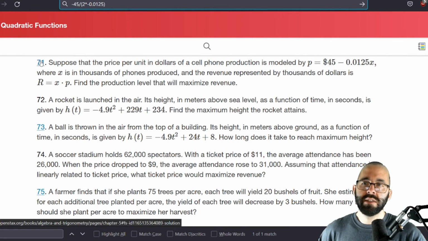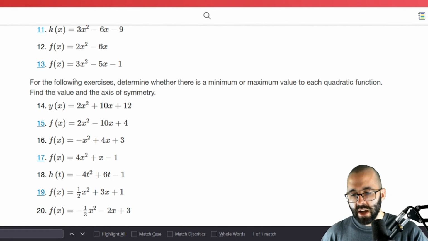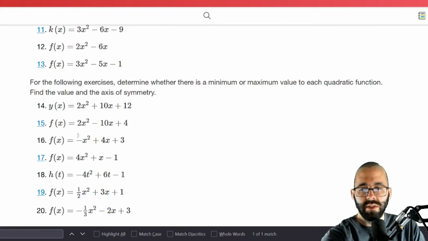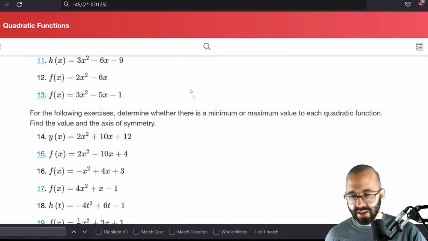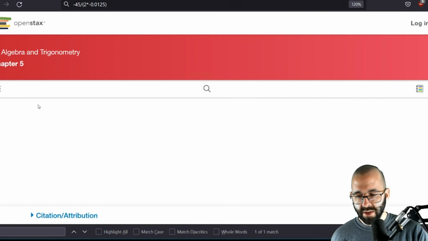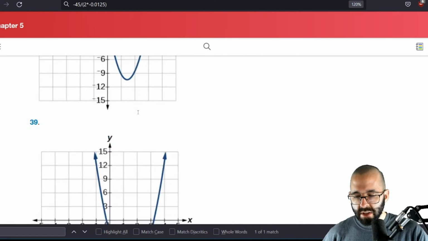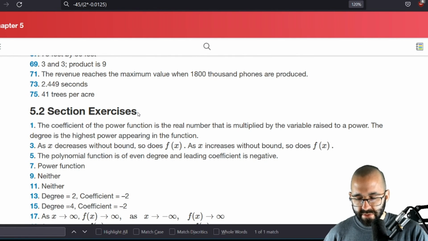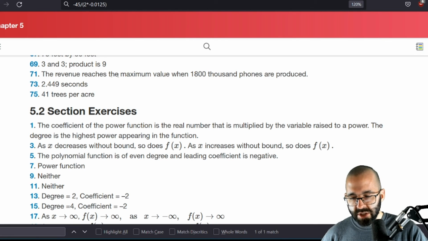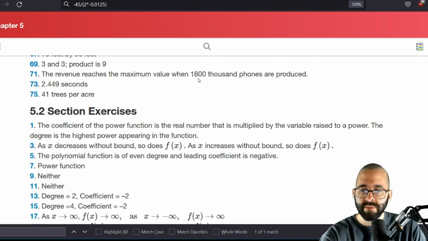Remember, you can check your answers to all the odd questions in the book. So just click on that 71, and then it should link you to the answers. I wonder if it's Firefox or something, but some weird things are happening with this web page. Depending on your browser, it may scroll all the way down. 5.1, number 71, the revenue reaches the maximum value when 1,800,000 phones are produced. So 1.8 million phones. That's our answer.